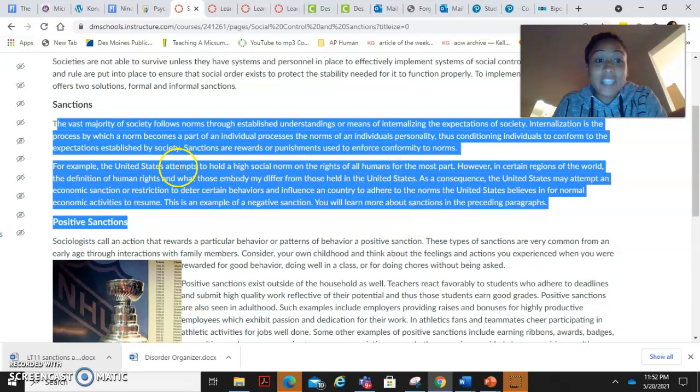Okay? All right? Sanctions are rewards and punishments used to enforce conformity to norms. For example, the United States attempts to hold a high social norm on the rights of all humans for the most part. However, in certain regions of the world, the definition of human rights and what those embody may differ from those held in the United States. As a consequence, the United States may attempt an economic sanction or restriction to deter certain behaviors and influence a country to adhere to the norms the United States believes is the norm, right?